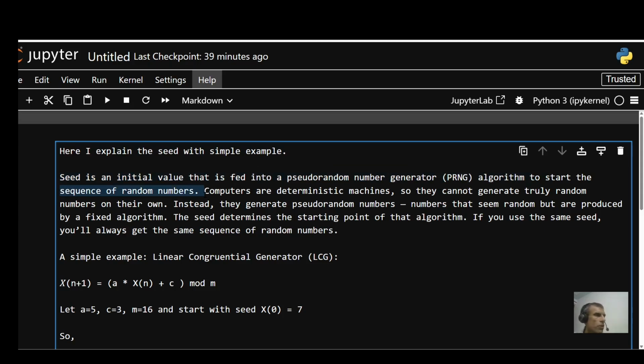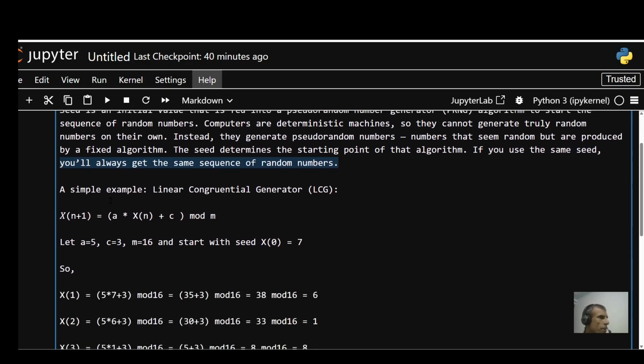Computers are deterministic machines, so they cannot truly generate random numbers on their own. Instead, they generate pseudo random numbers, numbers that seem random but are produced by a fixed algorithm. The seed determines the starting point of your algorithm. If you use the same seed, you will get the same sequence of random numbers.